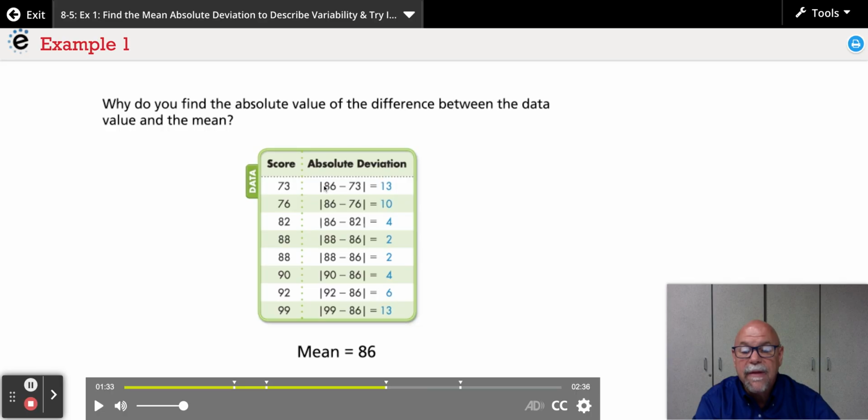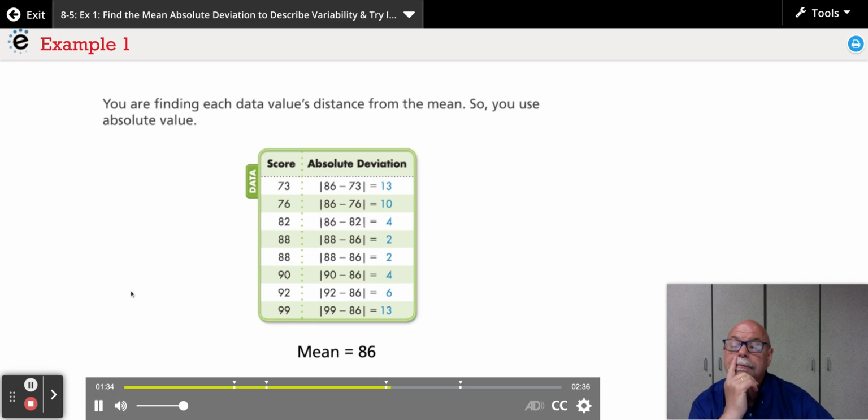So the mean in that case was 86. So instead of doing 73 minus 86 to get a negative 13 and then find the absolute value of that, they switched the numbers in the absolute value to be the bigger minus the smaller. And so that makes sense that way. Over here, starting at this one here, you would have been getting a negative answer, which would have been fine because you're finding the absolute value of it anyway. But again, they switched the data so that that didn't become an issue. You are finding each data value's distance from the mean, so you use absolute value.